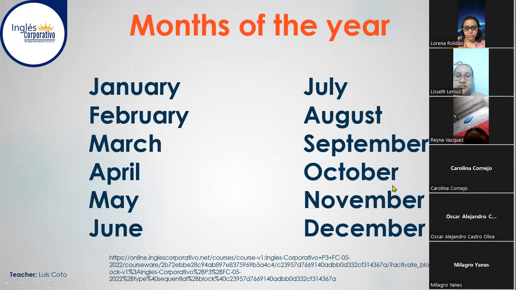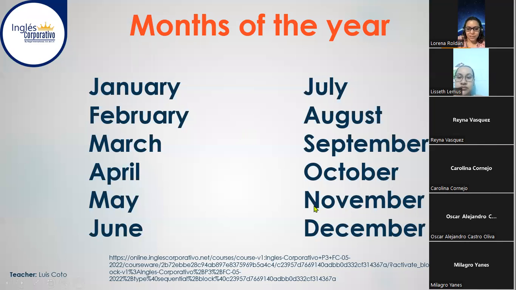Lorena Roldán, November. Can you spell it? N O V E M B E R. Okay, some difficult letters. M. Let's repeat M. Yeah, that one is M. And this one is N.